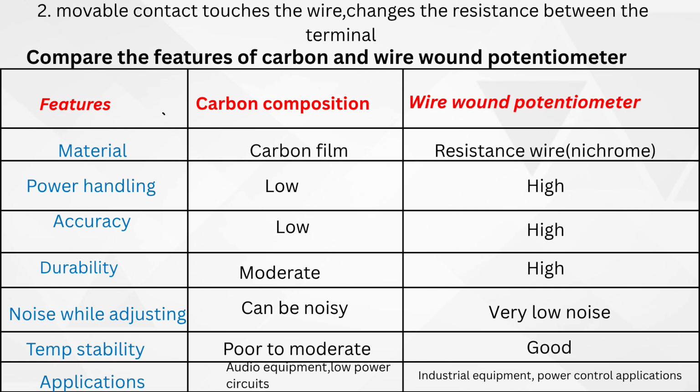And what are the applications? Meaning where the carbon composition and the wirewound potentiometer are applicable. Mainly, carbon composition resistors are used in audio equipment and low power circuits. And coming to the wirewound potentiometer, it is mainly used in industrial equipment or power control applications. So these are the features of the carbon and wirewound potentiometers.